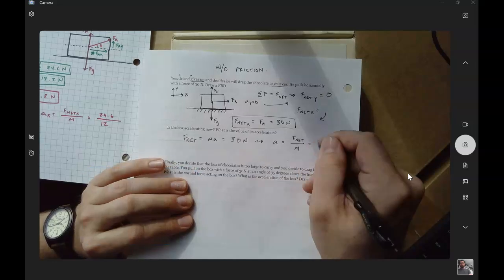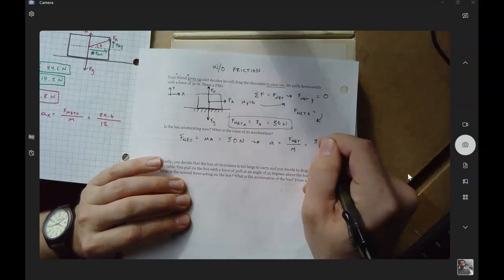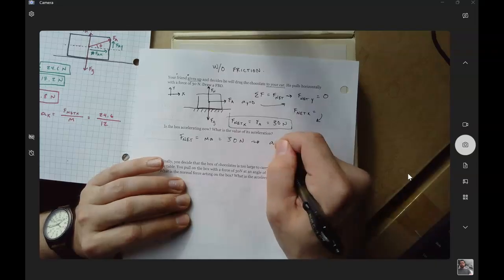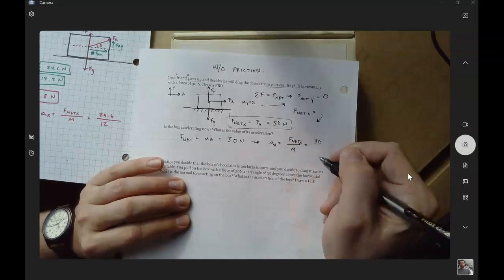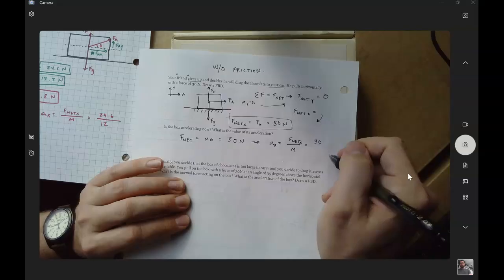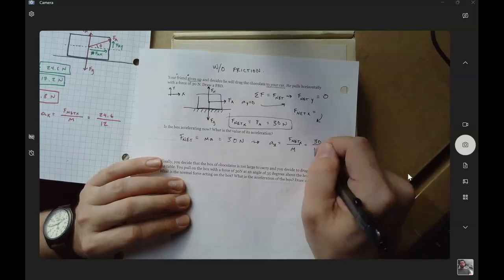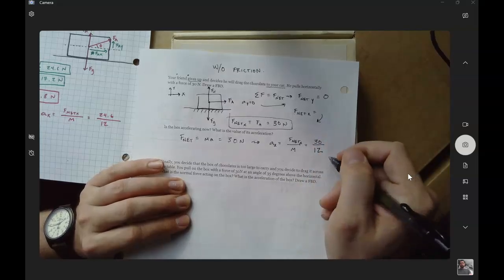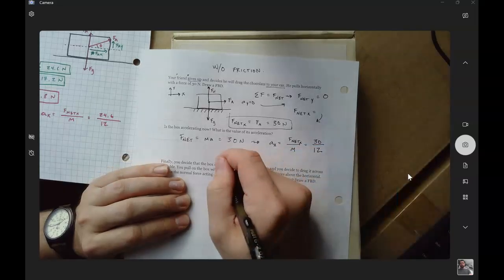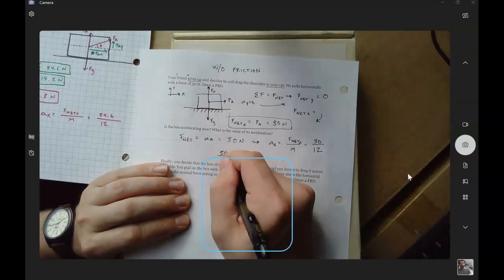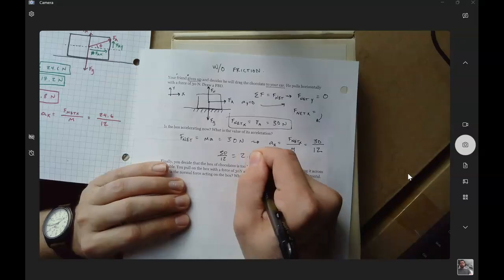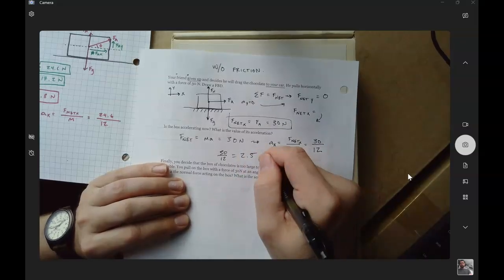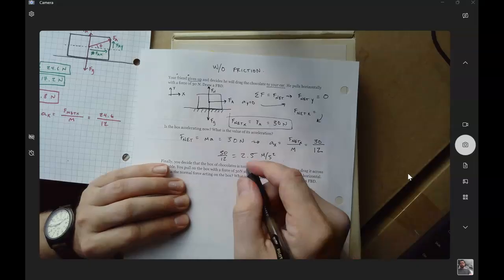And then I'll just plug in. So I have the net force in the x direction only, so this is the acceleration in the x direction. I have 30 divided by the mass of 12 kilograms. What is that? Okay, that's 2.5 meters per second squared. Cool, there's our acceleration.